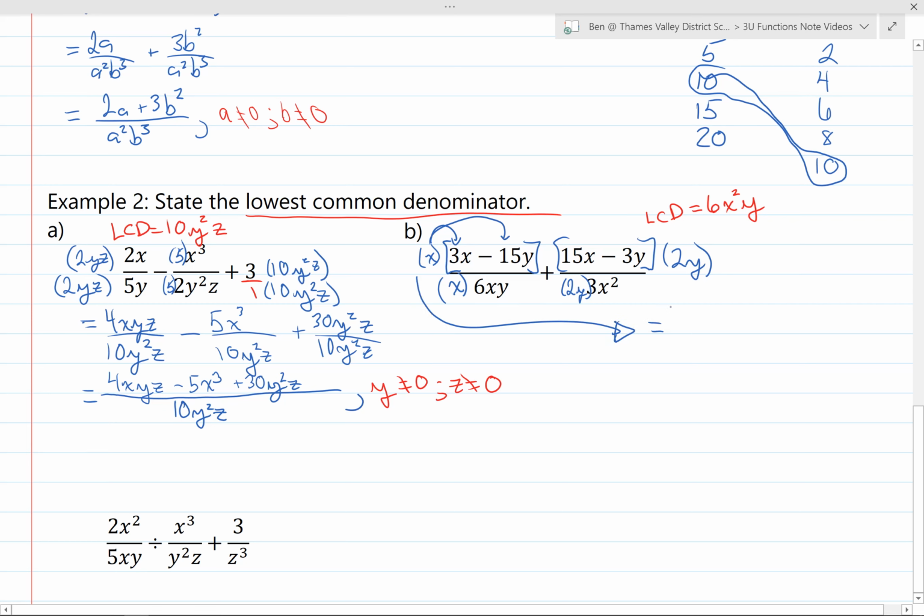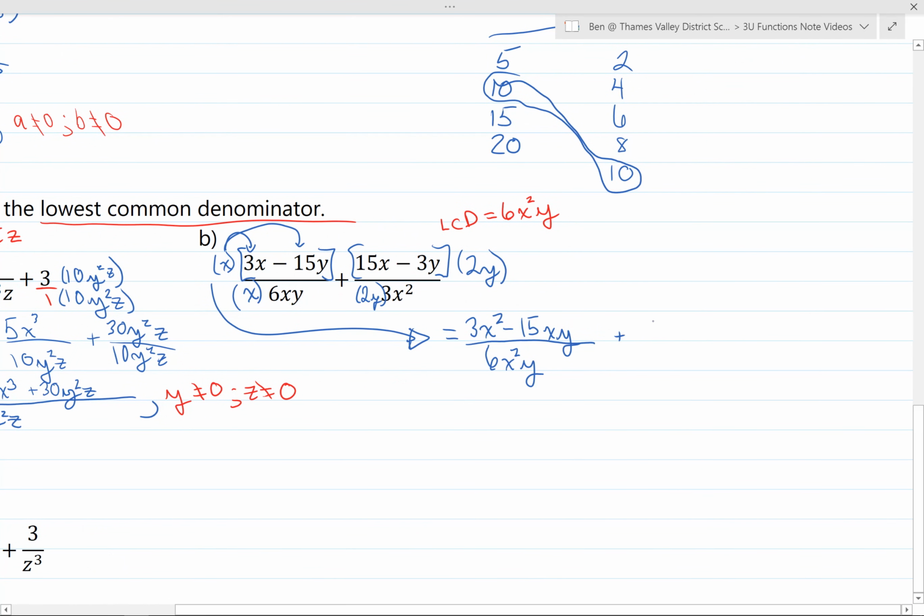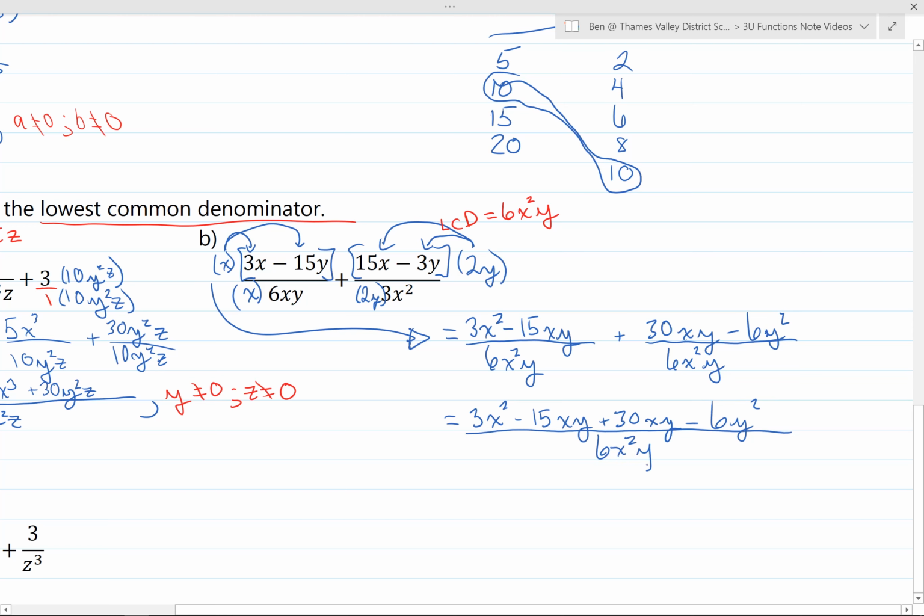Perfect. Now that I see this here, I'm just going to move it over a little bit. For my second line, let's distribute our numerators, so that leaves us with 3x squared minus 15xy, all divided by 6x squared y, plus 30xy. Again, I'm distributing my 2y, even though it's after the brackets, not before this time, minus 6y squared, all divided by 6x squared y. Perfect. Now I see my denominators are common, meaning I can write it as one fraction. So that's 3x squared minus 15xy plus 30xy minus 6y squared, all divided by 6x squared y.